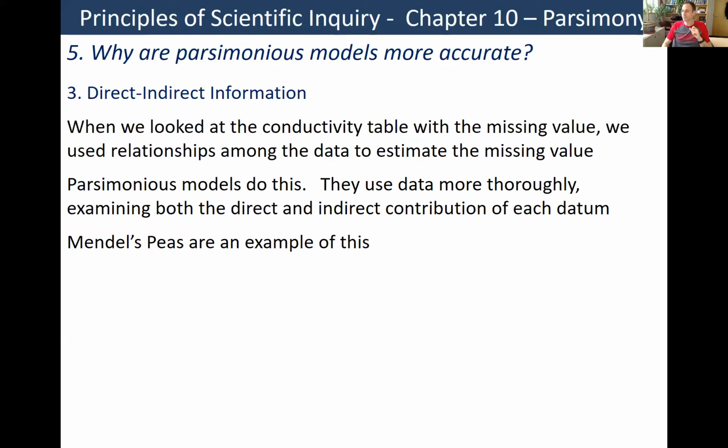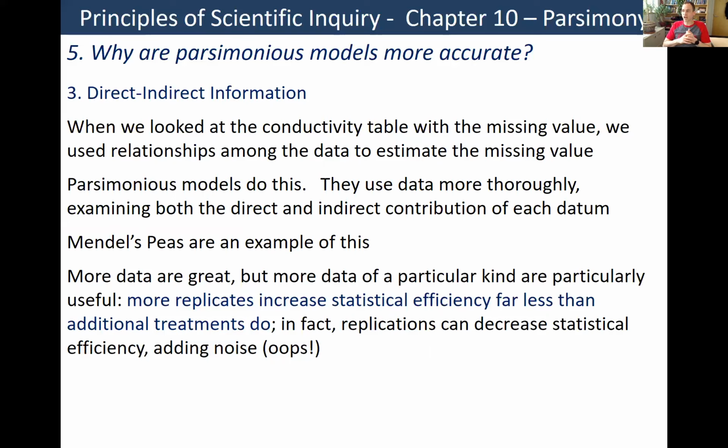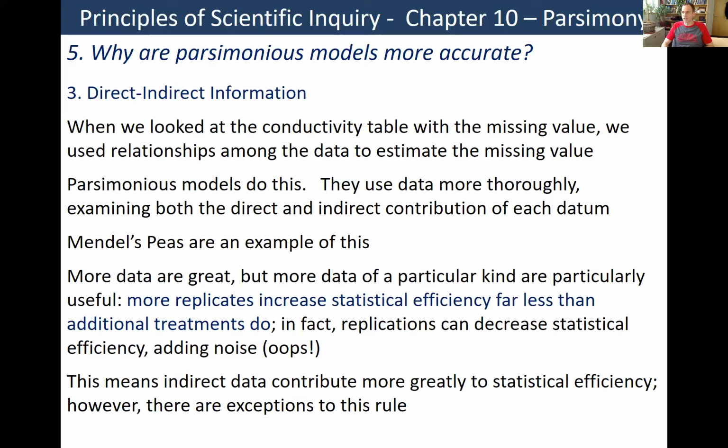More data are great, but more data of a particular kind are particularly useful. So usually we think of, oh, more replicates, but more replicates increase statistical efficiency far less than additional treatments do. In fact, replications can decrease statistical efficiency by adding additional noise. So that's not what we want. So knowing more about parsimony can tell you which kinds of data benefit you to collect, right? And that's what we want to know. Scientists want to know how to do that.